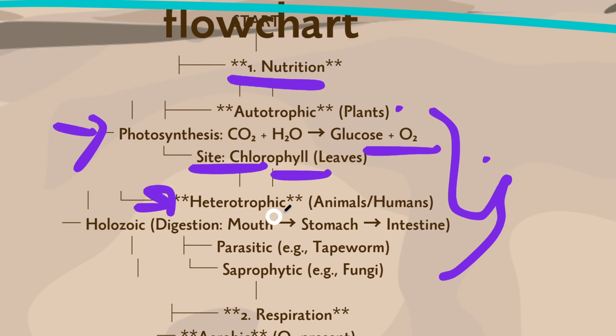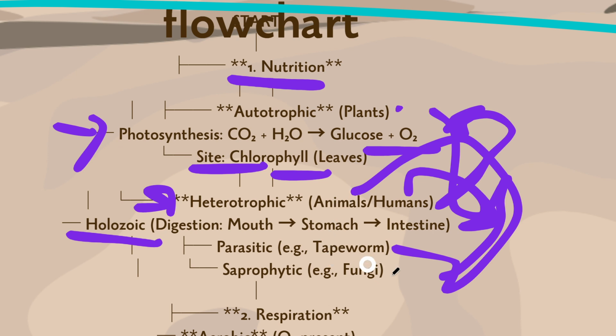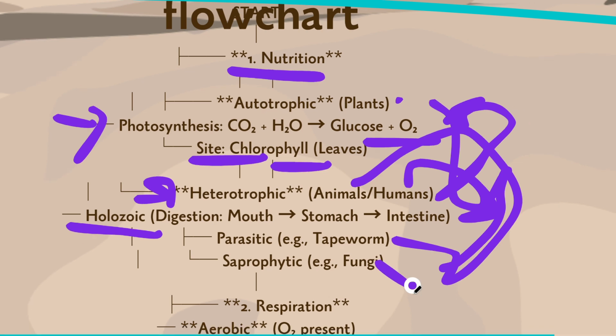Heterotrophic nutrition is our second type. These are the dependent ones. Animals and humans directly or indirectly depend on this. So holozoic digestion, mouth, stomach, is what all humans have. Parasitic means tapeworm, which sticks to a host, and this process takes place outside.